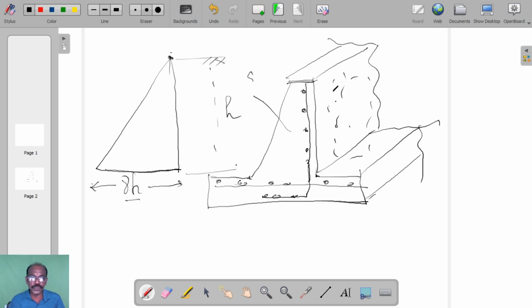So this portion is nothing but the stem portion, and this is nothing but the toe slab, and this is nothing but the heel slab. So in general, a cantilever retaining wall has two types of structural elements. One is the vertical slab and another is the horizontal slab. And the horizontal slab is further divided into two types. One is the toe slab and another is the heel slab. The vertical portion is nothing but the stem.